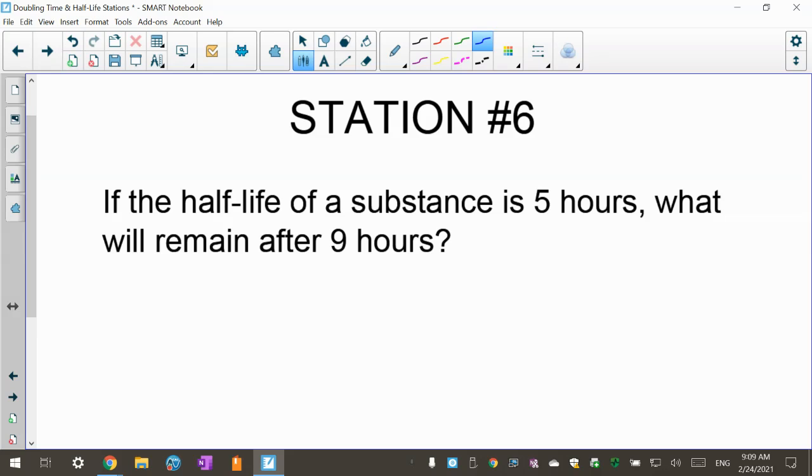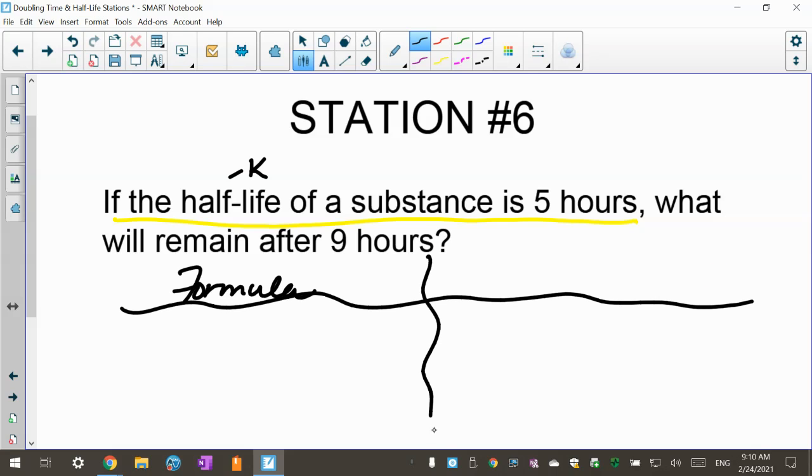They said, if the half-life of a substance is 5 hours, what will remain after 9? Well, this confuses people because there's a 5 and a 9. Use the first half of this to figure out what your equation is. They gave me enough information to find my k. And I know it's going to be a negative k as well because it's half-life. After that, once I find it, I can figure out what will be remaining after 9 hours. So you're going to find your formula, and then figure out after 9 hours what's left.